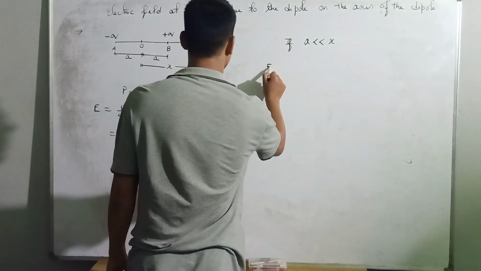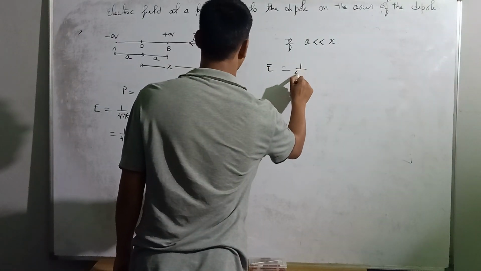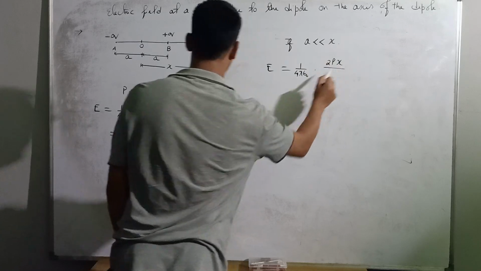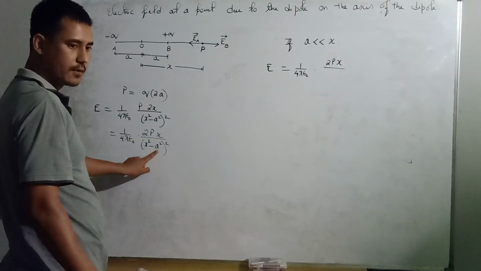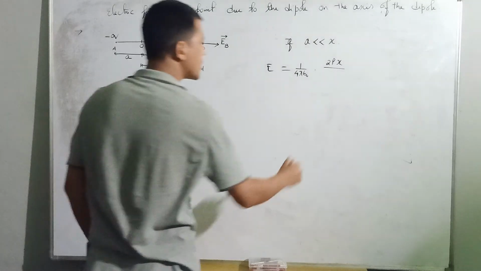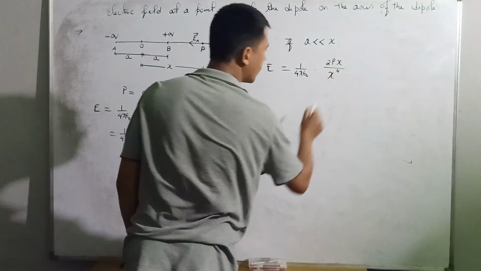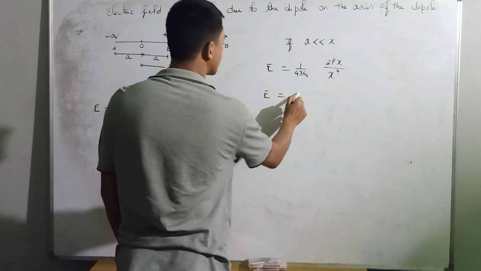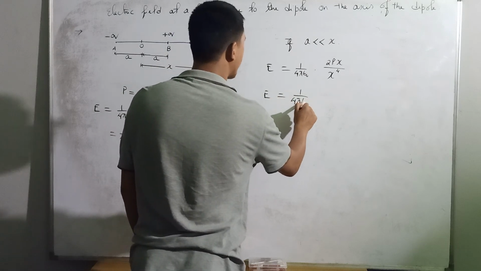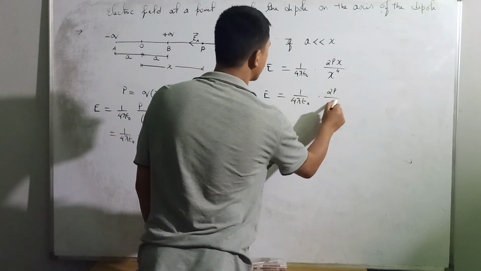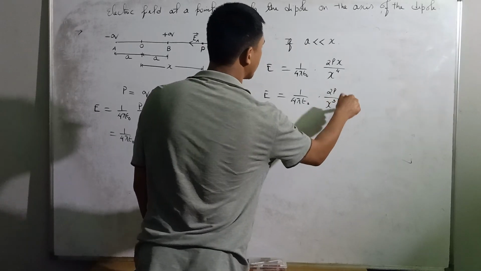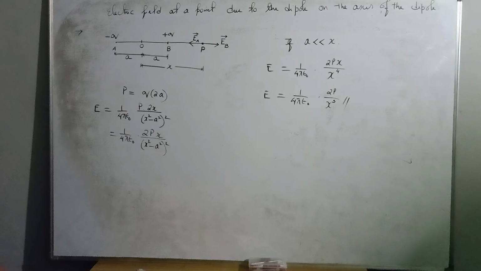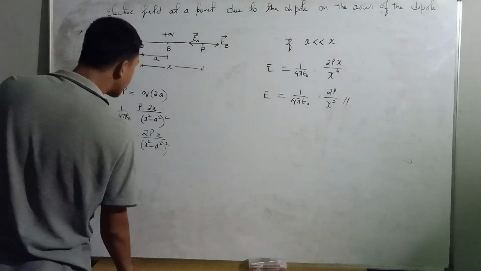So in that case, your E will become 1 by 4 pi epsilon naught into 2px upon, A square being 0, x square whole square, x to the power 4. One x from the numerator and one x from the denominator get cancelled out. So we have 1 by 4 pi epsilon naught into 2p upon x cubed. Is it alright? So that's the electric field at a point due to the dipole on the axis of the dipole.